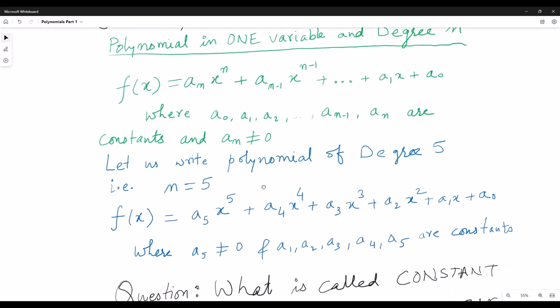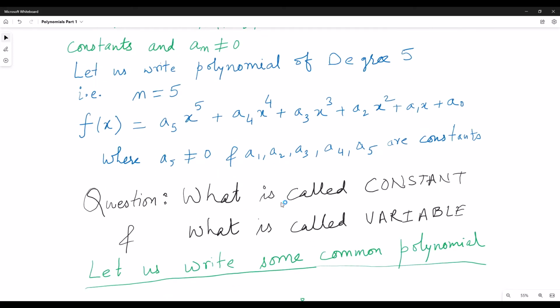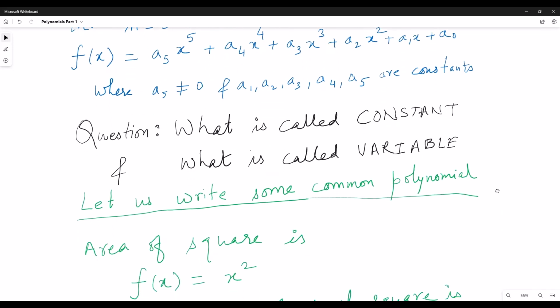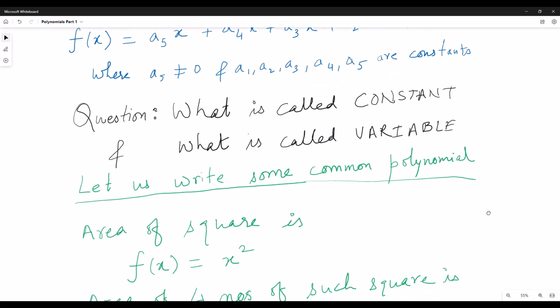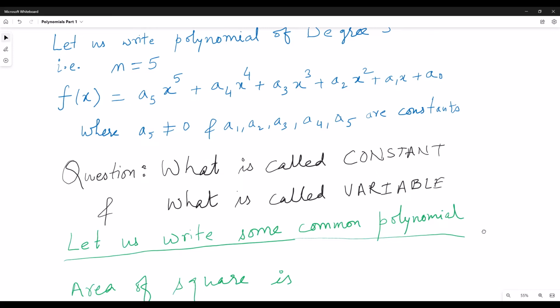Let us write a polynomial of degree 5. We can write that using that form, that expression. What is called constant and what is called variable? We discussed this. The constants are a, b, c, d, or a5, a4, a3, and x is the variable.